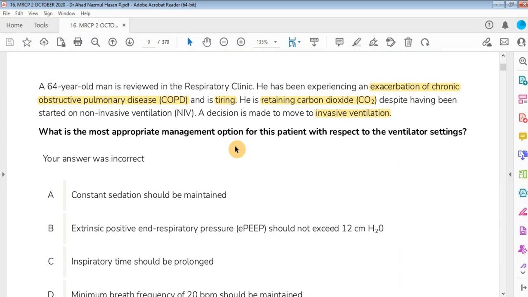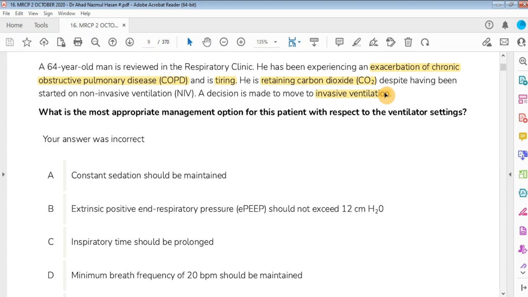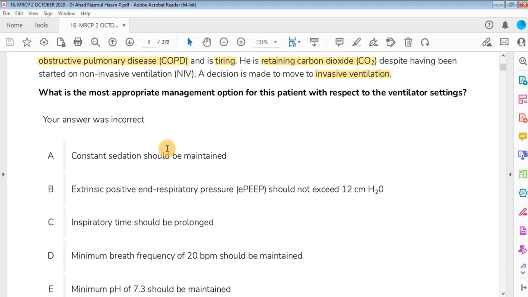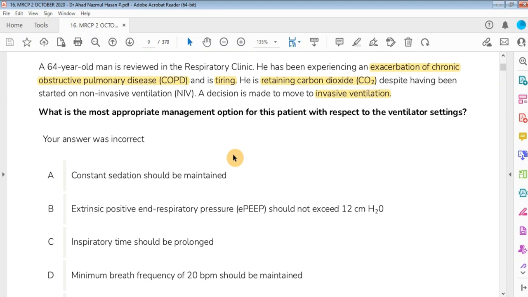So this is a patient with a COPD exacerbation and they are planning for invasive ventilation. And they're asking with respect to the ventilator settings. If we look at the options here, constant sedation will further lead to type 2 respiratory failure. So we can rule out option A.